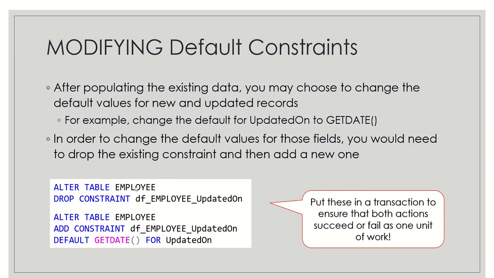So here's the example of altering the table to drop the constraint and then add a different constraint. My note here says, put these in a transaction to ensure that both succeed or fail as one unit of work. Our next lesson is going to be about transactions. So maybe after that lesson, we'll come back here and revisit this idea of grouping these commands together.